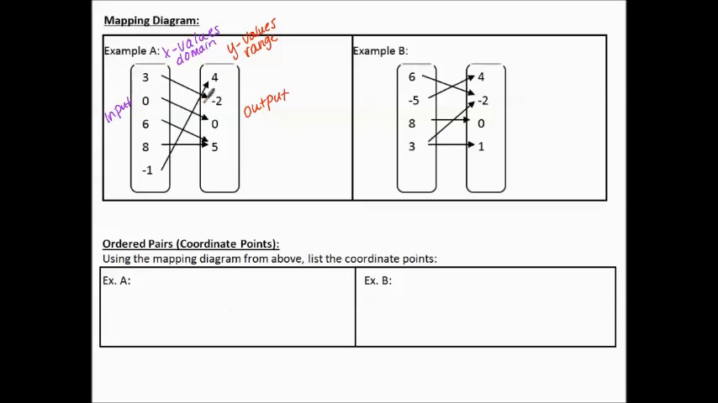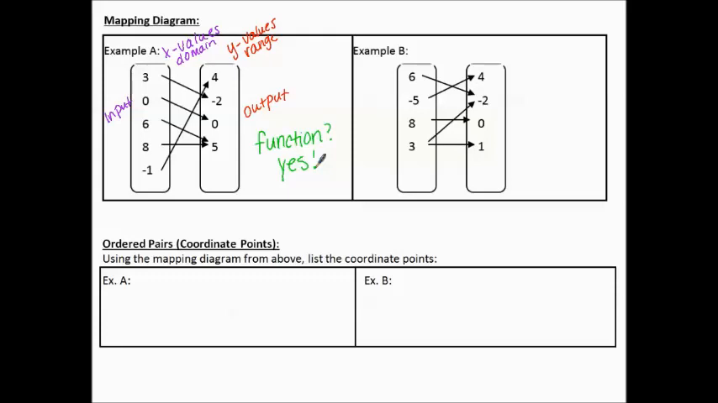What I'm looking for here, if we're determining if it is a function or not, is this a function? I want to look at my mapping to see if I have two arrows coming from any one of my x values. And notice here how each number only has one arrow coming from it. So in this case, yes, it is a function.